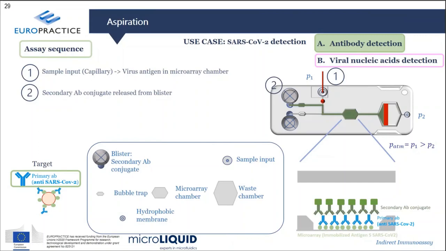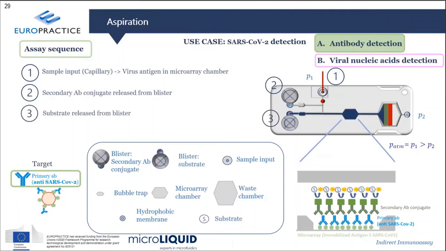It's going through the chamber again, which has been labeled, and it's specifically designed to be attracted to a different part of the antibody, which is accessible at the chamber. Finally, we will use the second blister in order to bring substrate, which will react with the label that we have applied to the second antibody in order to perform our final detection. So that would be an example way to integrate the control into the microfluidic device.